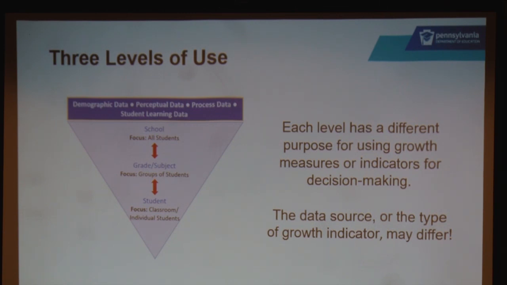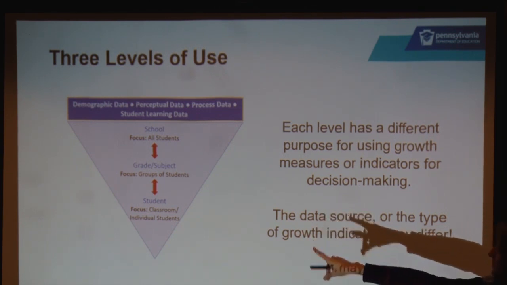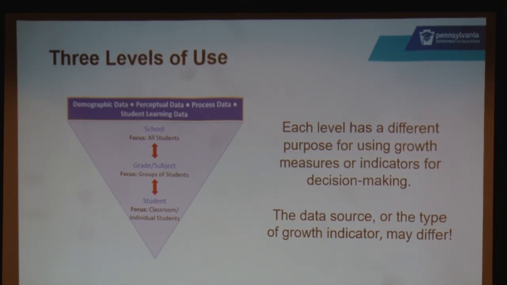So each level of decision making has a different purpose for using growth measures. So depending on the data source, depending on the level, the use of the data might look a little bit different. So again, today we're at 8 a.m. We're going to really be talking about this tip, student level data. And because we're in PVAAS, much of the data that we have in PVAAS is based on student learning, though we do have some demographic data available in PVAAS as well.